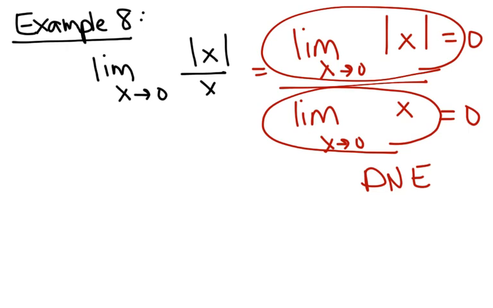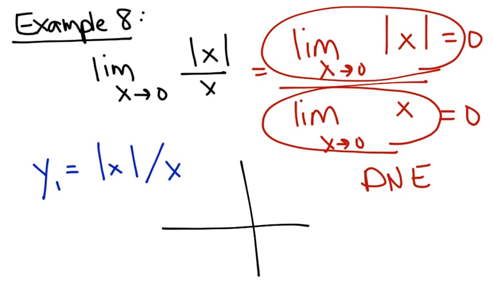If you think about this in terms of graphing, if you had graphed this as the absolute value of x divided by x, you would have seen the graph look like this. And we know when you're approaching 0 from both ends, if both ends of the graph go to two different y values, the limit does not exist.